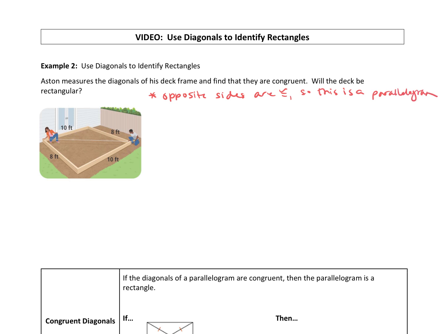So now the question is, what kind of parallelogram is it? Just your standard run-of-the-mill parallelogram? Or is it more specific to where we can actually call it a rectangle? That's what they're asking us. To show that it's a rectangle, we need to show that the angles are right angles.